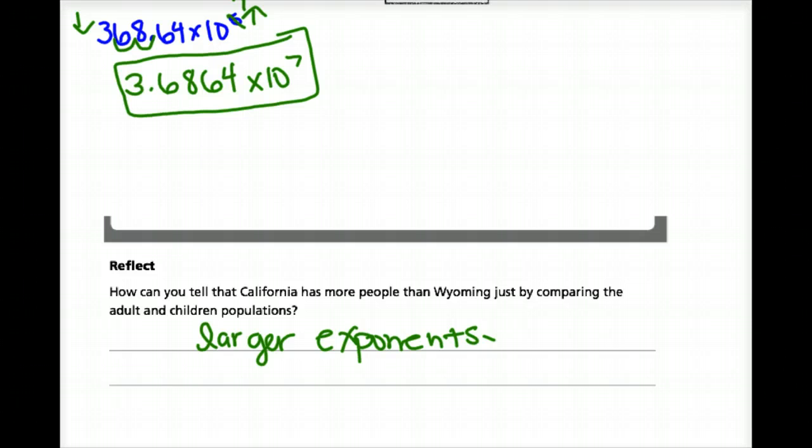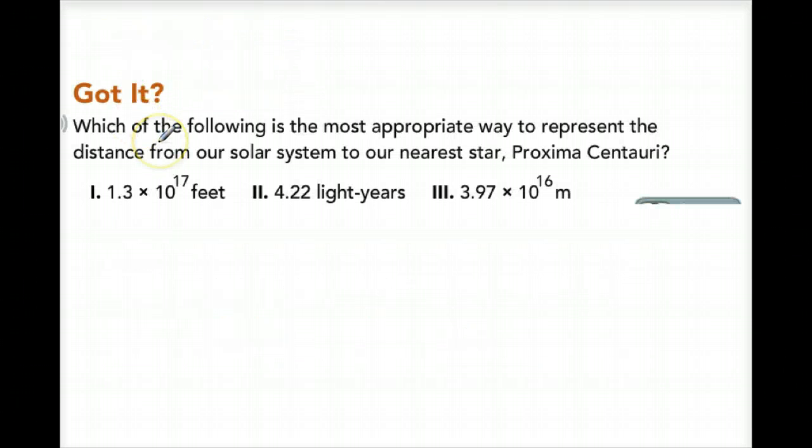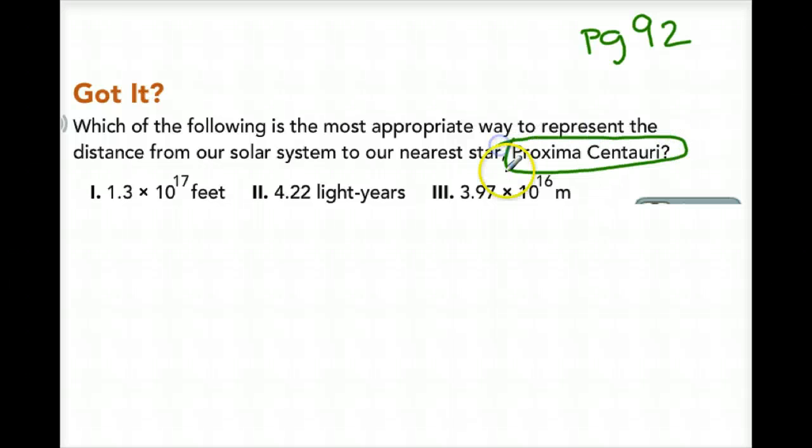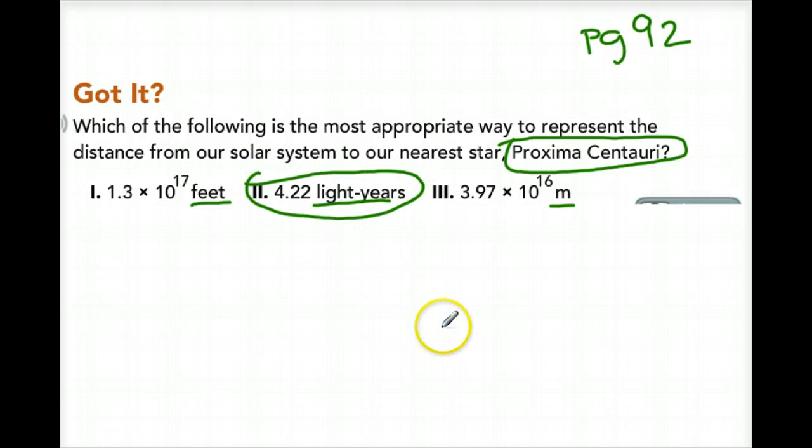Alright, go ahead and turn your page. You are now on the Got It. You should be on page 92 at this point. It says, which of the following is the most appropriate way to represent the distance from our solar system to the nearest star? Well, and that's the sun, I believe. Proxima Centauri. So do we want to measure that distance in feet, in light years, or in meters? In this case, you should know. It's going to be in light years.